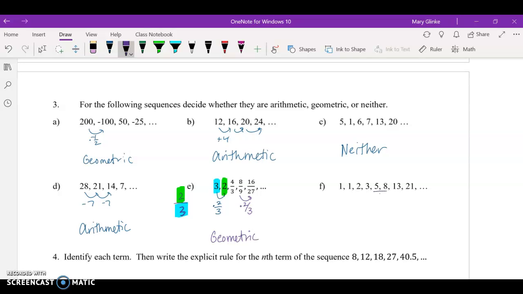And our last one, you're taking two numbers and adding them to get to the next number. Even though that's a pattern, it's not specifically adding the same number each time or multiplying, so it's neither.